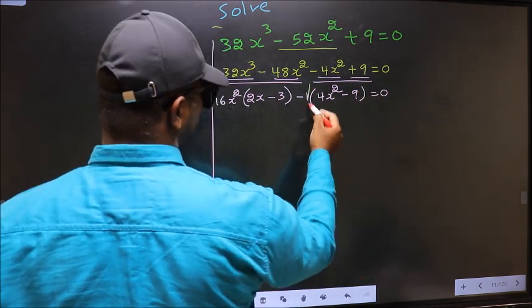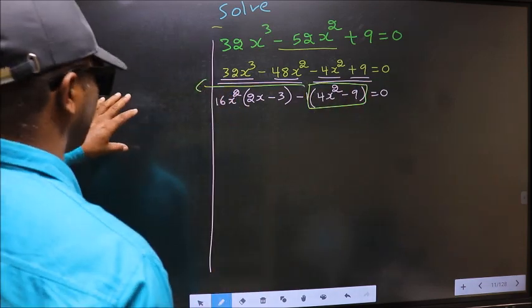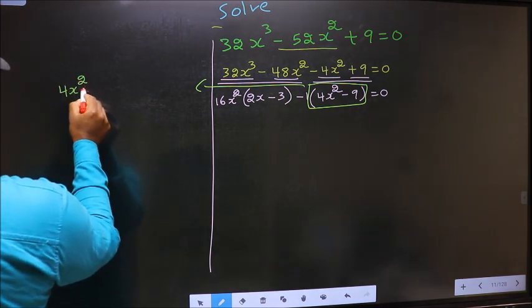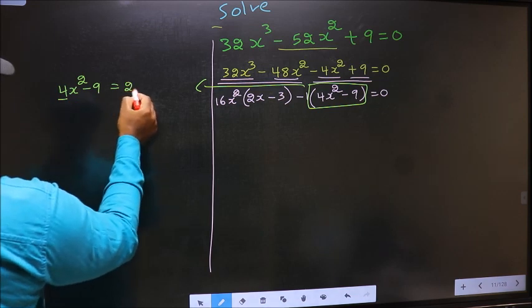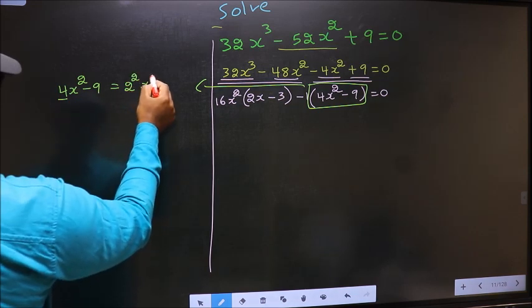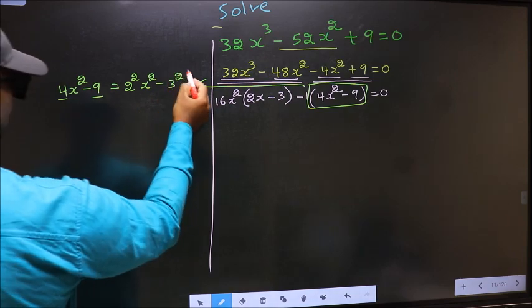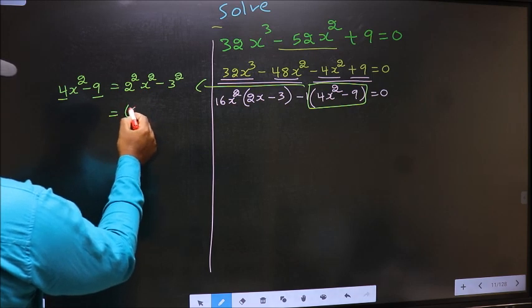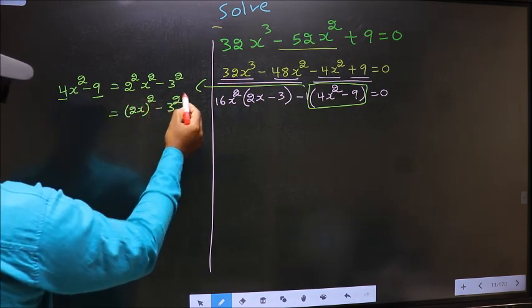Now this quadratic, I will simplify it here. That is 4x square minus 9. In place of 4, now I write 2 square. X square minus, in place of 9, 3 square. Now 2 square x square will become 2x whole square minus 3 square.